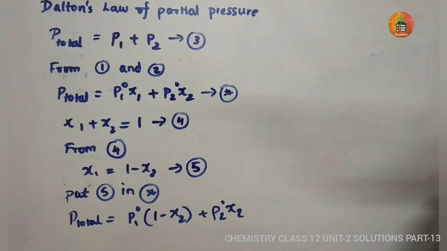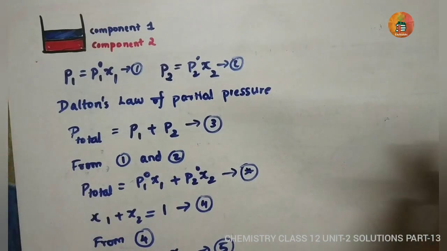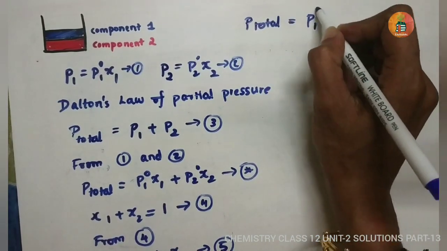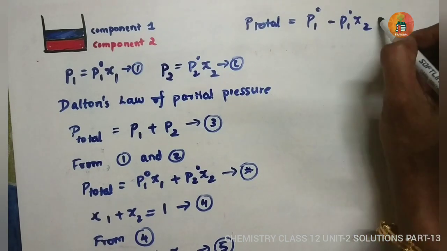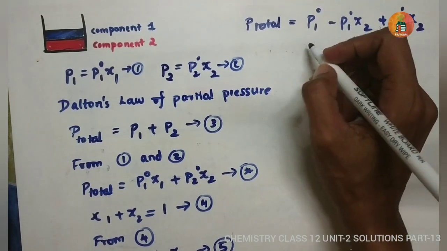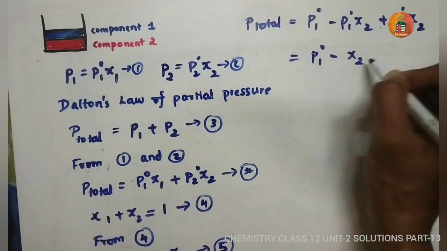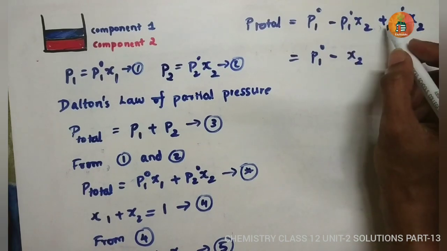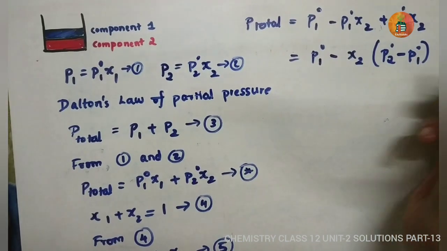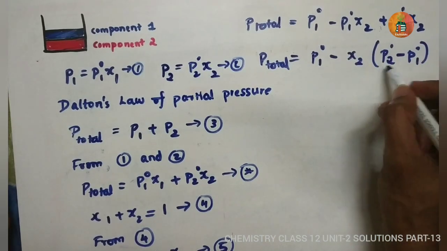So we will simplify this one. I'll get P total is equal to P1 naught minus P1 naught into x2 plus P2 naught into x2. Now I will take x2 outside. So I'll get P1 naught minus x2 into minus P1 naught plus P2 naught. In turn I can write it as P2 naught minus P1 naught into this x2. So P total is equal to P1 naught minus x2 into P2 naught minus P1 naught.